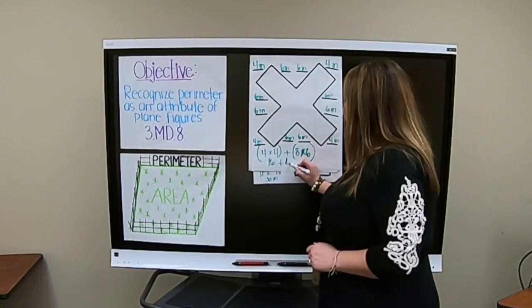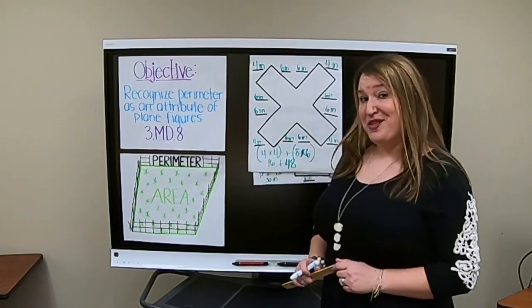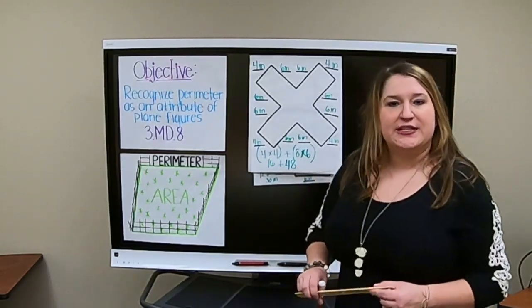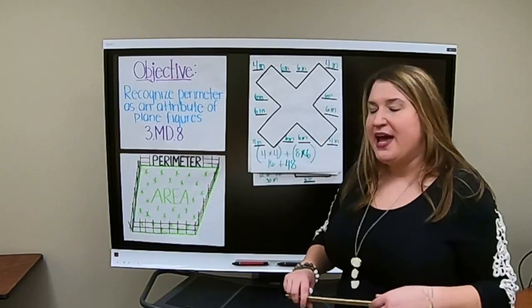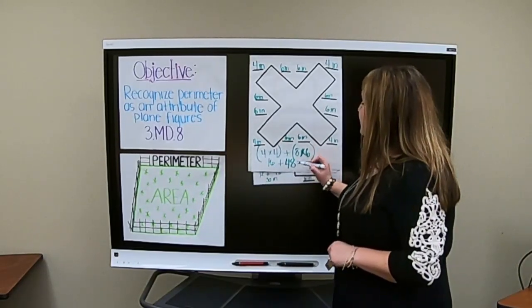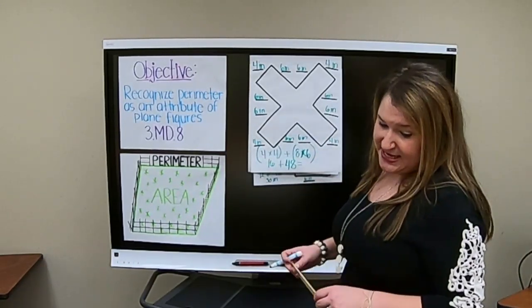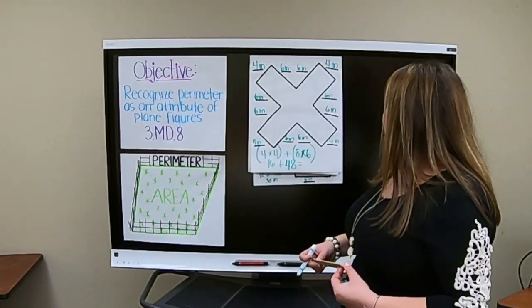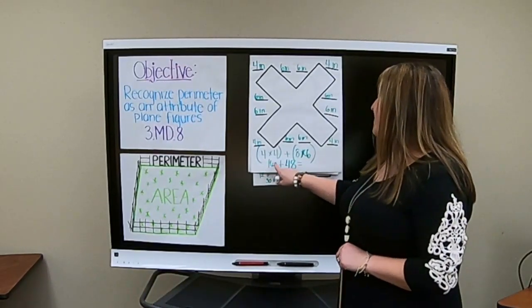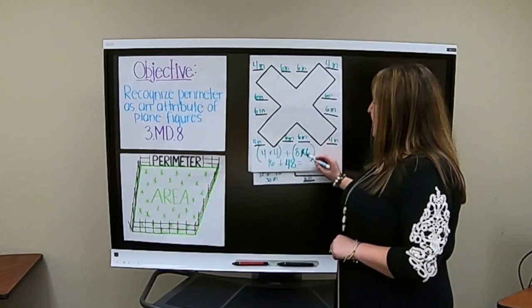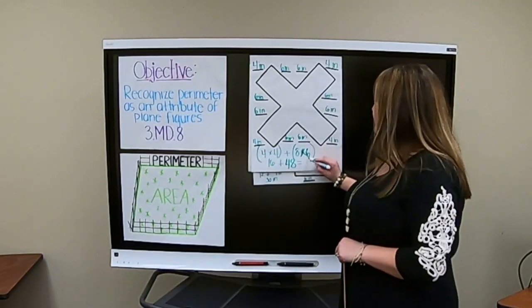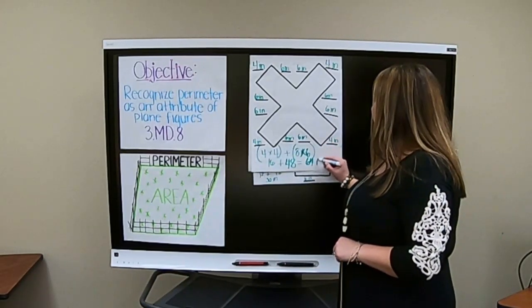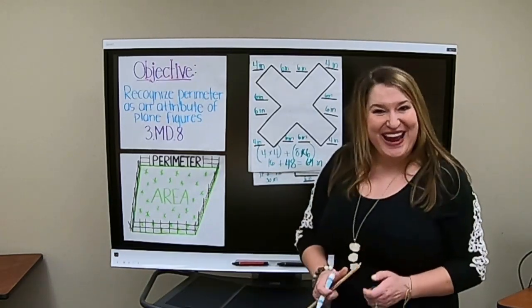48, very good. Okay, you with me? Now, what do I have to do with those last 2 numbers? I have to add them together. So we're going to add these 2 numbers together. We have 16 plus 48, okay? And the correct answer is what? 64 inches. All right, great job.